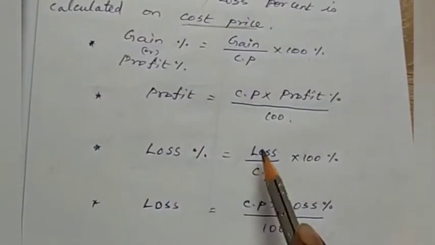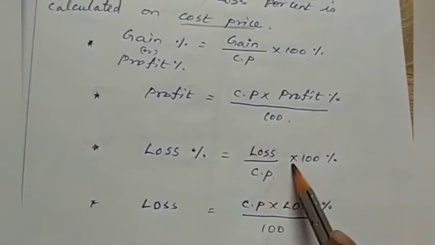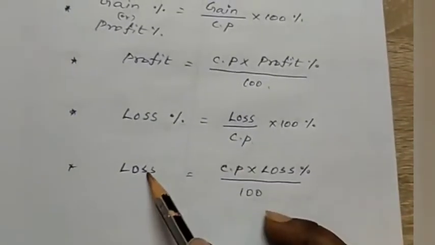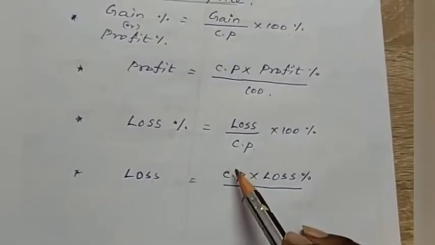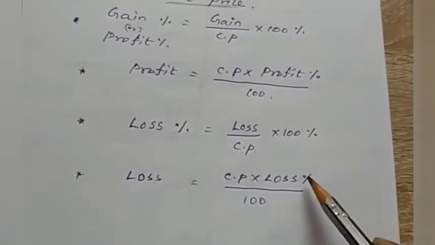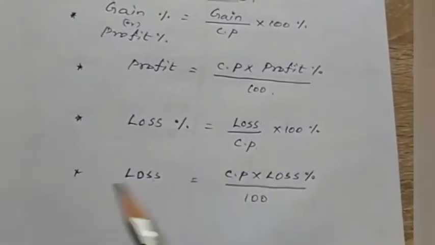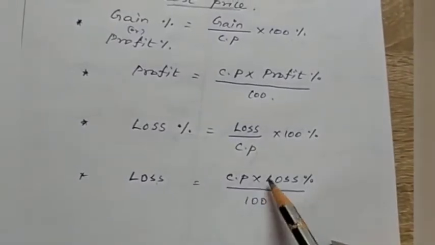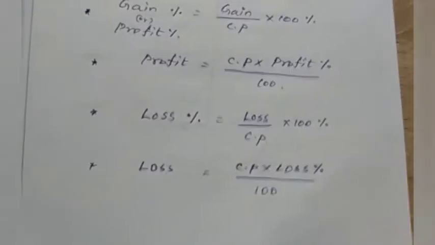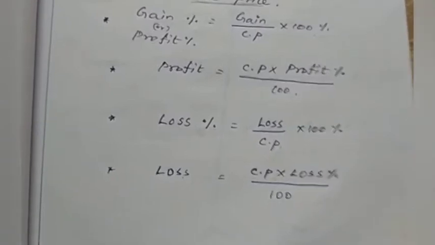Loss percentage is equal to loss divided by cost price into 100. When cost price and loss percentage are given, to find the loss, loss is equal to cost price into loss percentage divided by 100.